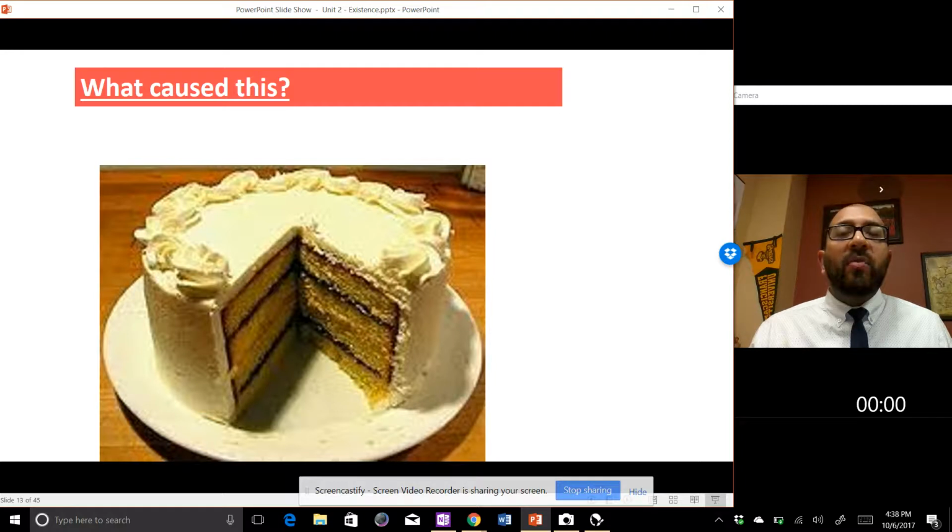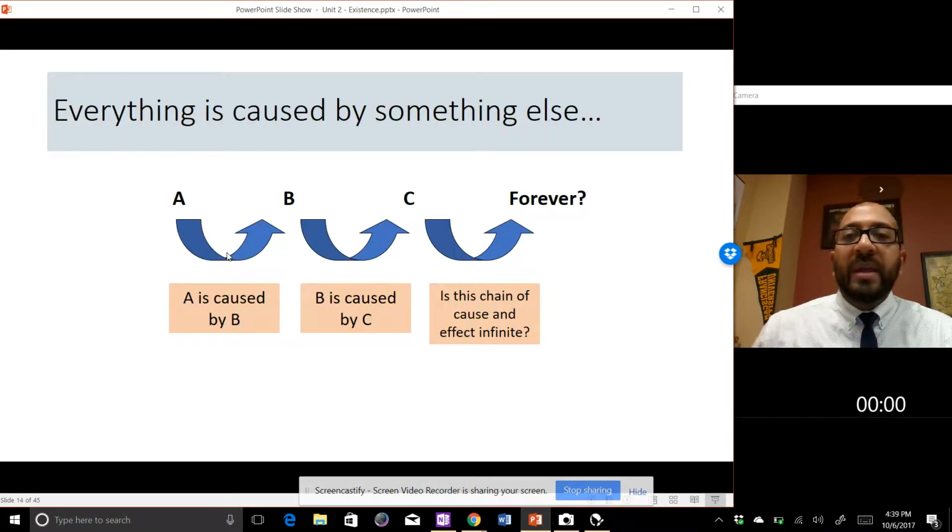But let's look at the chain of cause and effect. All right, everything is caused by something else. It's a chain. It goes backwards. So I'm caused to exist by my parents, right? They essentially put the ingredients of my DNA together, and they're the biological reality of where I came from. But what caused my parents to exist, right? Because someone caused them to exist. It's my grandparents, and that chain of what caused me to exist can go back.